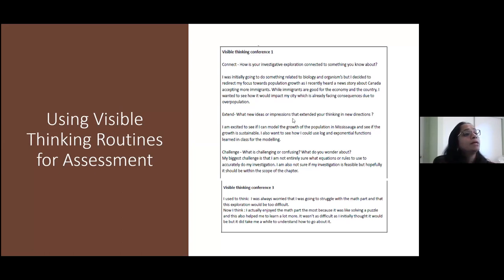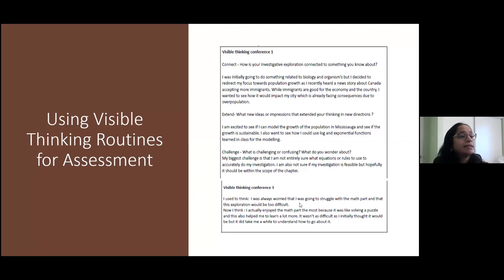Then extend, what new ideas or impressions have extended? She says, I'm excited to see if I can model the growth of population and see if the growth is sustainable. I also want to see how I can use logarithmic and exponential functions I learned in class for modeling. So now the math is coming in. And the challenge, what is the challenge? My biggest challenge is I'm not entirely sure what equations or rules to use accurately to do my investigation. I'm not even sure if my investigation is feasible, but hopefully it should be within the scope of the math.